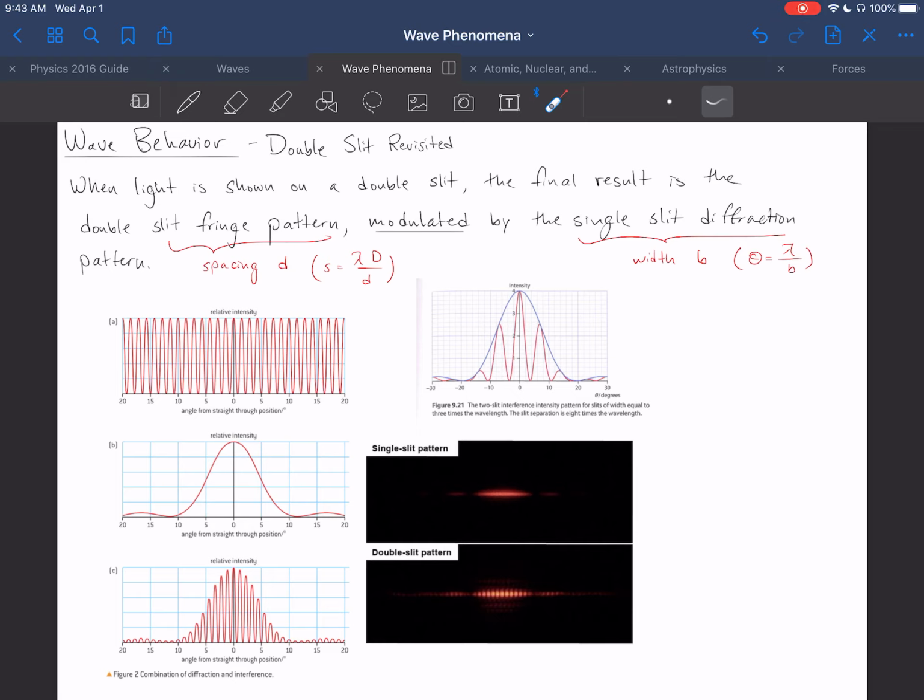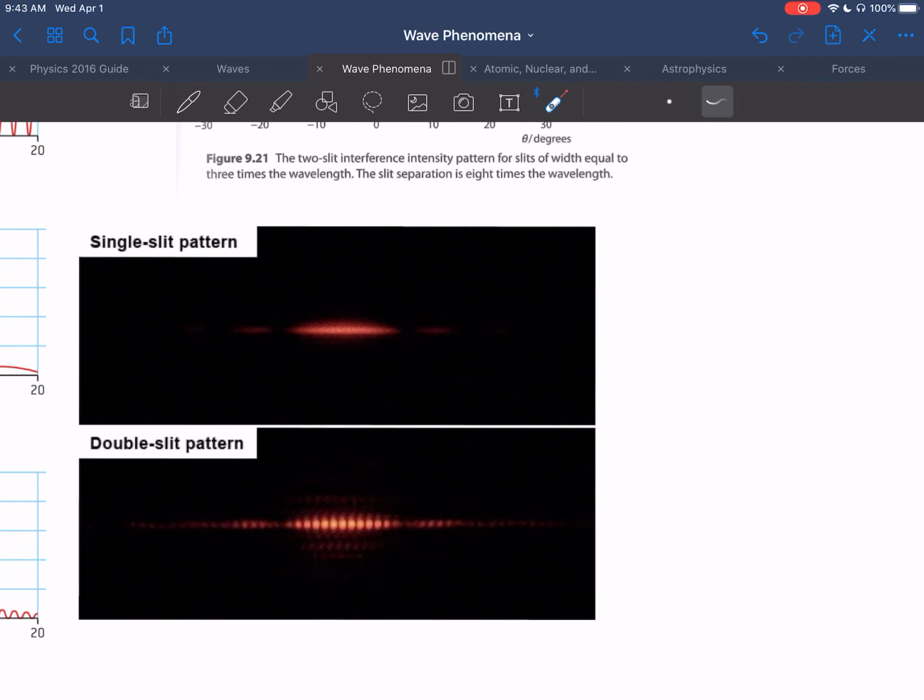To revisit the double slit, we've seen before in diagrams and pictures of the double slit effect that when light is shown on a double slit, the final result is not only the double slit fringe pattern, but it is the double slit fringe pattern modulated by the single slit diffraction pattern. So if we take a look here, we can see the double slit fringes in our double slit pattern. They're right here, those closely spaced bright spots. But we can also see this shadow or echo or envelope of the single slit pattern, with primary minima found here and here. And you can see that by direct comparison to the single slit pattern above.